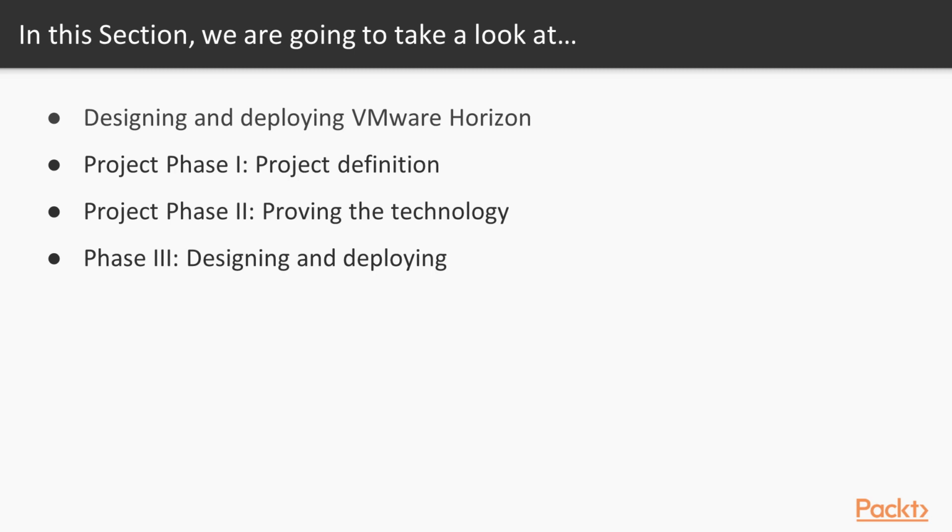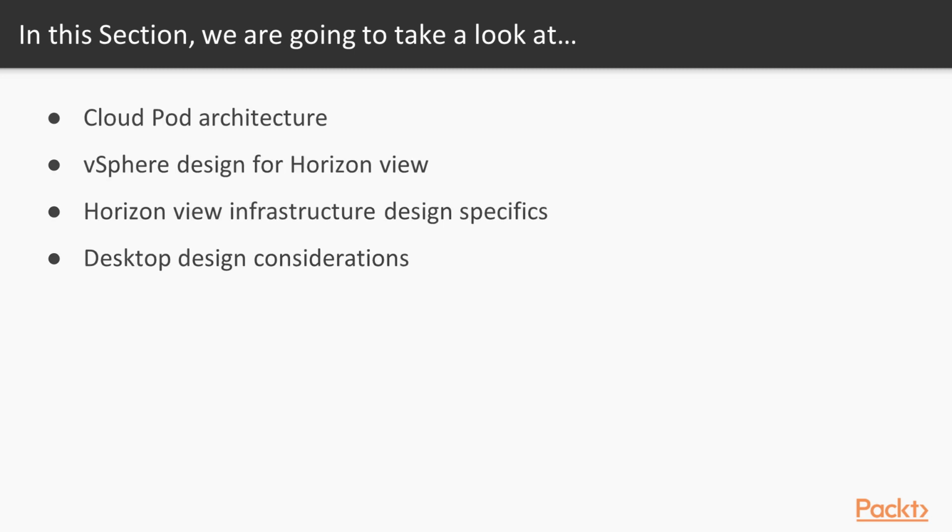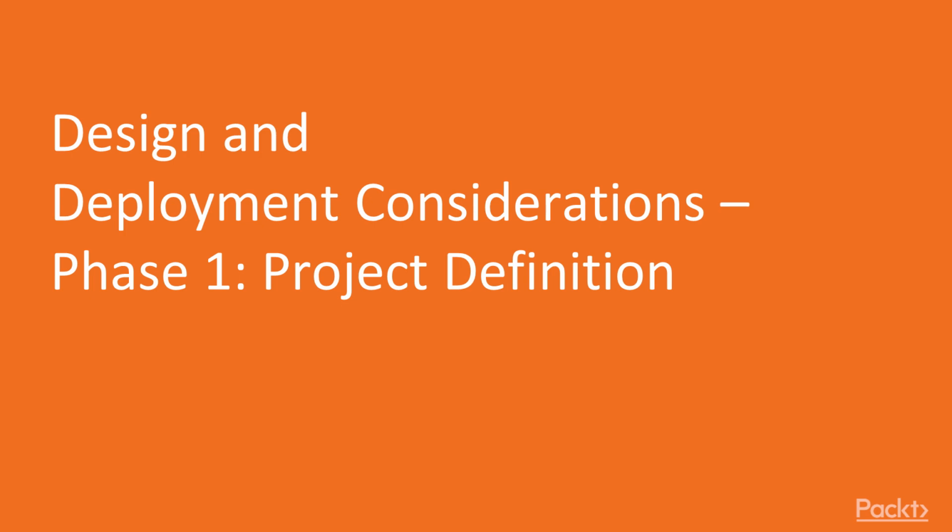Once armed with the data from the current environment and the project outline, you can now move into the design phase and look at how to build the solution, working with the VMware Horizon View architecture as our design blueprint. We'll also look at how to add DR and scalability into the solution with the Cloud Pod architecture, before finishing off the section by looking at some of the design elements for building vSphere to host your virtual desktops and the design of the virtual desktops themselves. So let's get started and let's take a look at how to define your project.